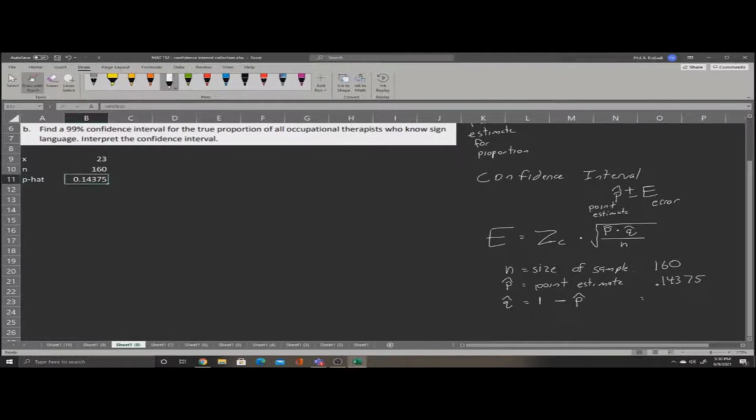Let's do this in Excel now. We'll make a field for Q hat, and we say equals 1 subtract the P hat. When we press enter, we get 0.85625. Now, Z critical is a bit trickier. The Z critical depends on the confidence. The Z critical represents the Z score when we cut out the middle 99%. That is because we have a 99% confidence interval.